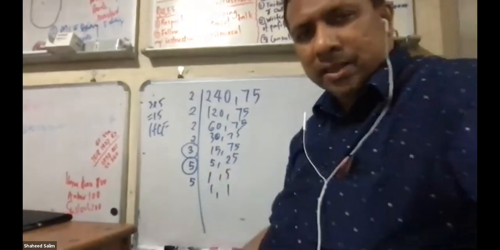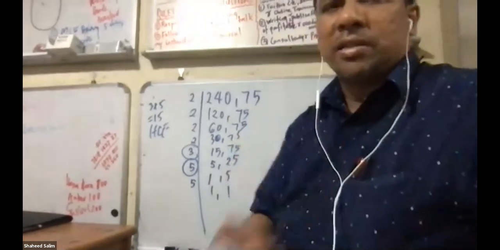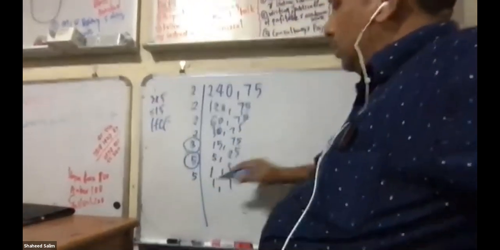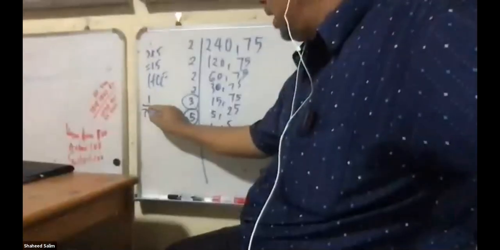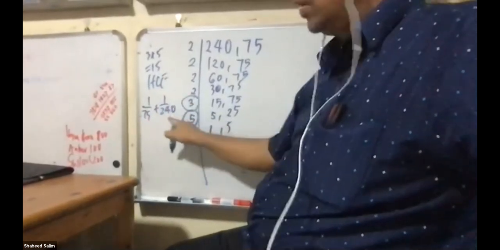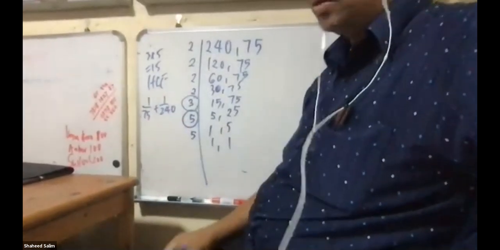Now, what about LCM? What is LCM? You say, I don't know what LCM is. Okay, LCM is like this. Let's say now you have 1 over 75 plus 1 over 240. What's the lowest number you want to use down here? How to do it?